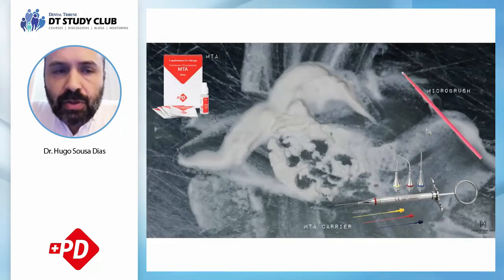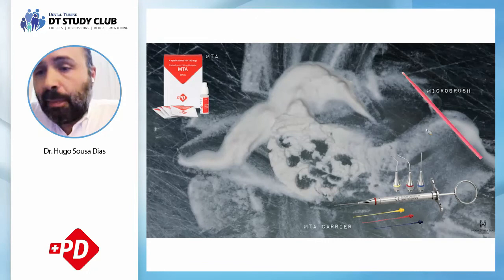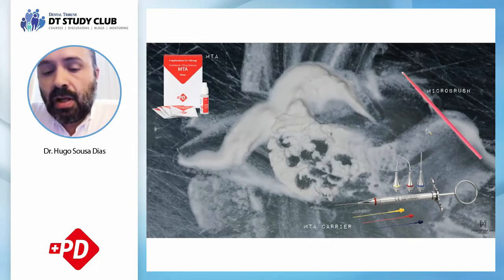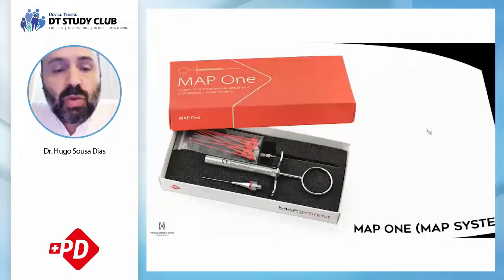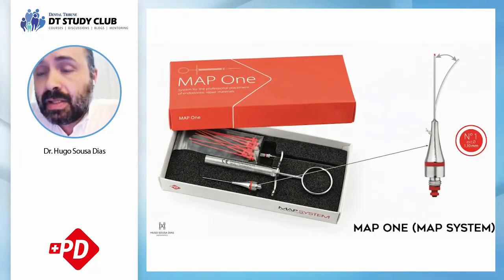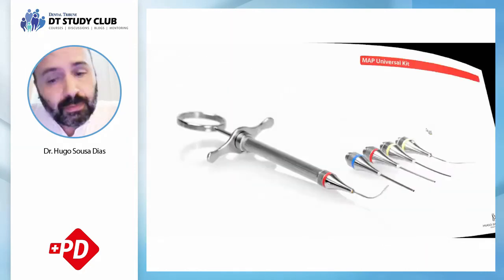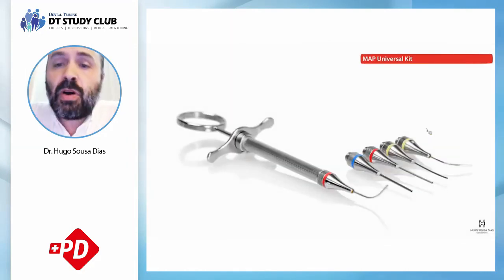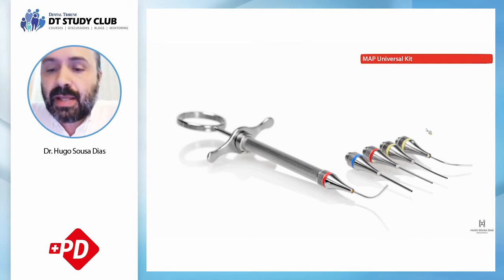For this kind of procedure, I need to have the MTA, a microbrush, and an MTA carrier device that helps me to deliver the MTA in this area. Normally, in my practice, I use MAP1, but this one is very useful because you can bend the tip, you can adapt the tip as you like. They have an external diameter of 1.10 millimeters. Or if you prefer a more complex set, you can have the MAP Universal Kit with more tips with different sizes.